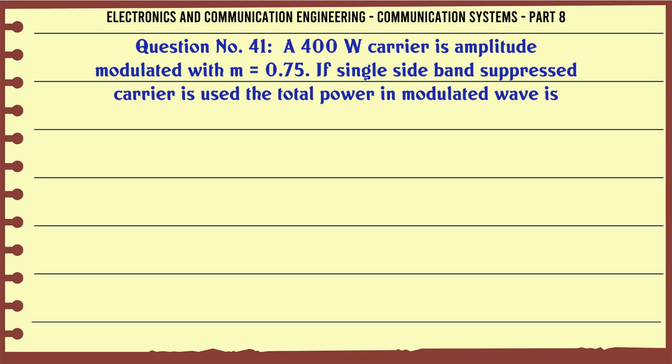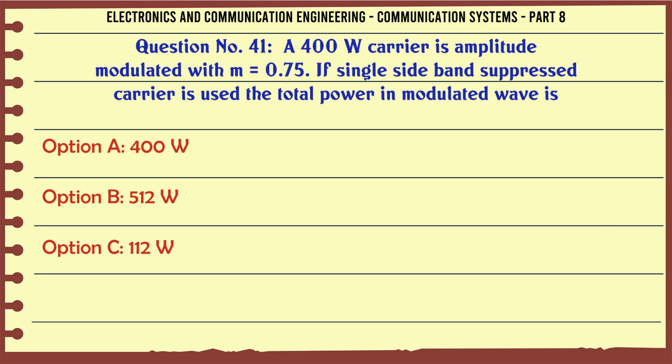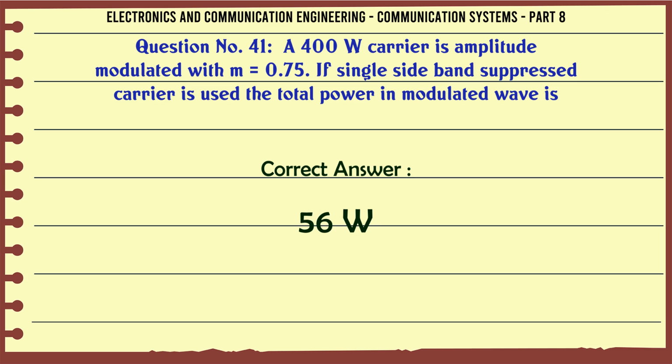A 400 watts carrier is amplitude modulated with m = 0.75. If single sideband suppressed carrier is used, the total power in modulated wave is A. 400 watts, B. 512 watts, C. 112 watts, D. 56 watts. The correct answer is 56 watts.